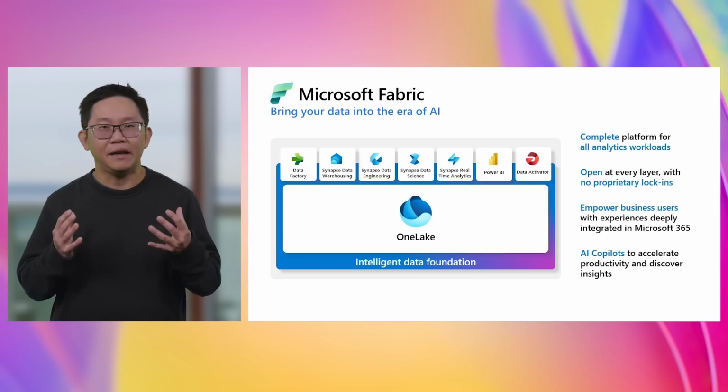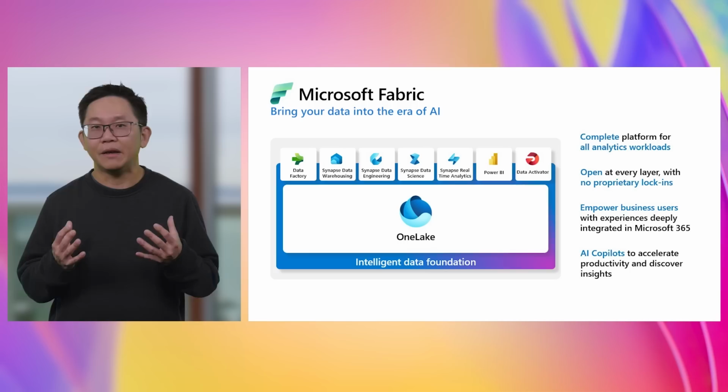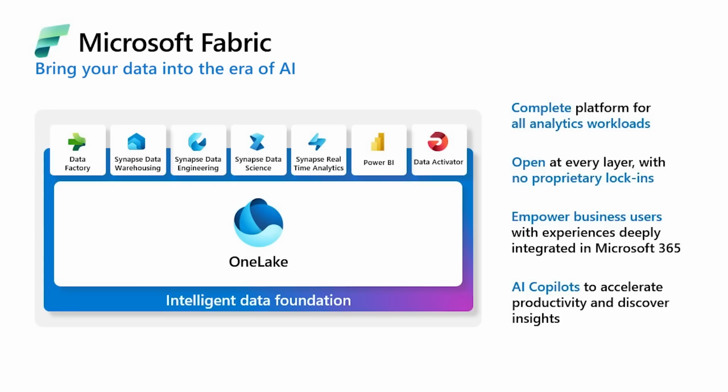Every analytics workload works seamlessly with the OneLake to minimize data management time and effort by eliminating data movement and duplication. Fabric reduces the pain of integration and facilitates better collaboration with a solution that makes it easy to connect and use the different analytics tools your team needs. It is open at every layer with no proprietary logins. Fabric empowers business users with deeply integrated Microsoft Office and Teams experiences. And it delivers AI Copilot to accelerate analytics productivity, discover insights, and enable you to create custom ChatGPT solutions with your data.